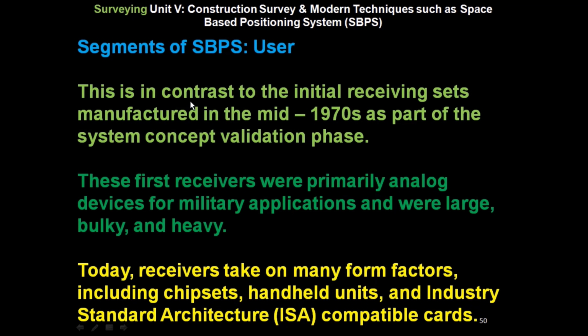This is in contrast to the initial receiving sets manufactured in the mid-1970s as part of the system concept validation phase. These first receivers were primarily analog devices for military applications and were large, bulky and heavy. Today receivers take on many form factors including chipsets, handheld units and industry standard architecture, ISA, compatible cards.